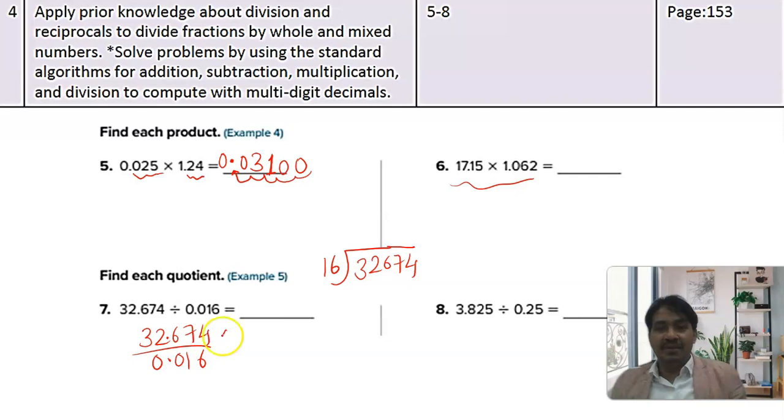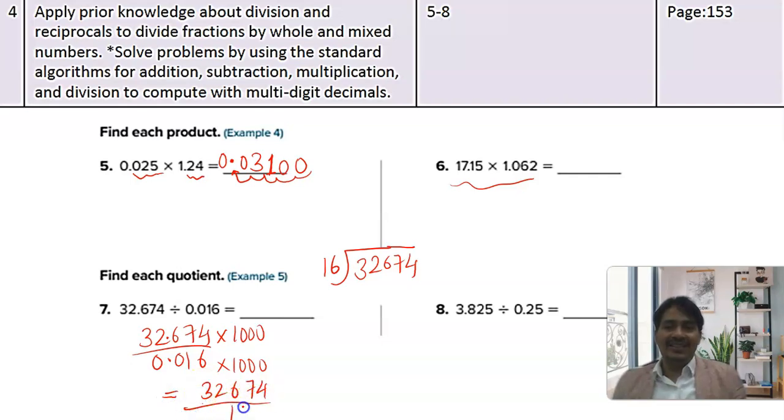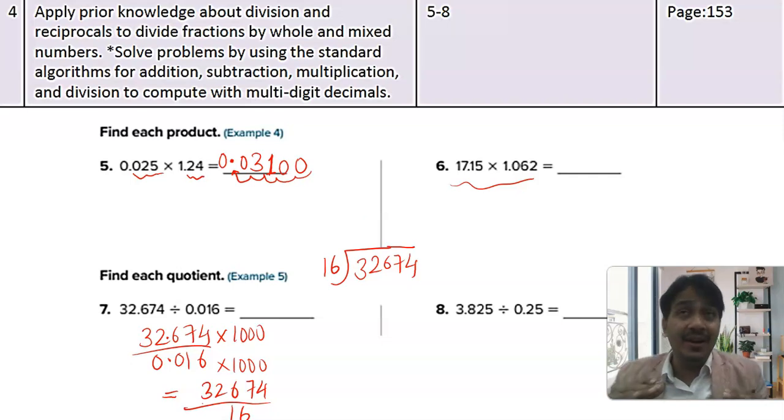Yani, you can multiply this by 1000, multiply this by 1000 to make it look very easy. Like now it will look like 32674 divided by 16. So actually the question is this only, because in division you can multiply and divide by the same number, and you can make the decimal point move towards the right to make it look easy.